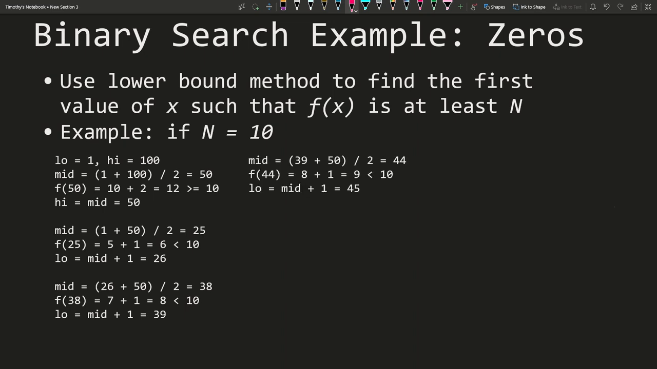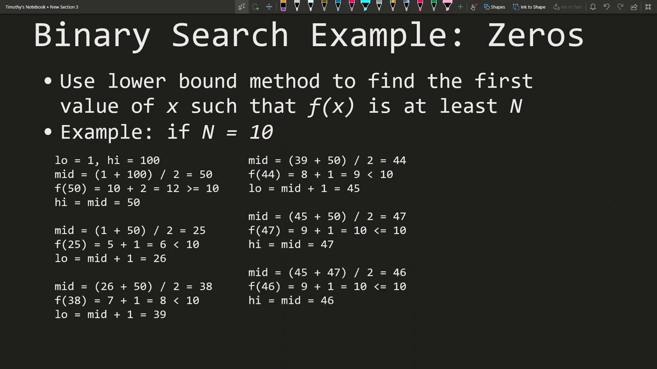Then we're going to look on the right side, recalculate the middle. So mid is equal to 39 plus 50 divided by 2, which is equal to 44. The number of trailing zeros for 44 is equal to 8 plus 1, which is equal to 9, which is less than 10. So we need to once again look on the right side. Low is equal to mid plus 1, which is equal to 45. Now we can once again recalculate the middle, which is equal to 45 plus 50 divided by 2, giving us 47. The number of trailing zeros for 47 is equal to 9 plus 1, which is 10, which is greater than or equal to 10. And so now we can look on the left side.